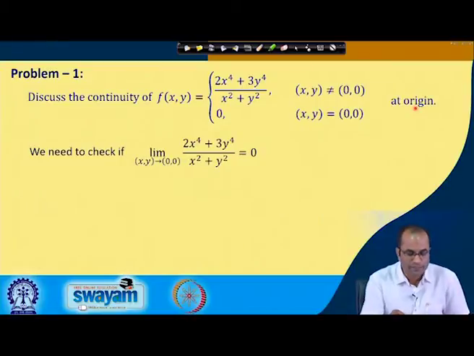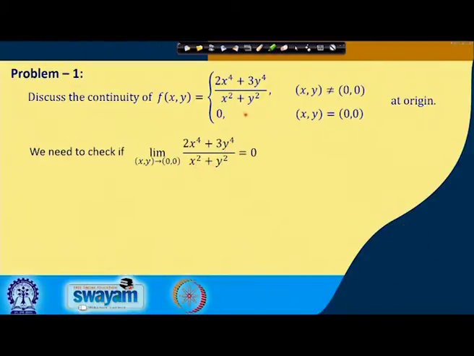So, we need to check basically whether the limit of this function (2x^4 + 3y^4) divided by (x^2 + y^2) is equal to 0. If this limit is equal to 0, then the function will be continuous. Otherwise, in case this limit does not exist or is not equal to 0, then we call the function not continuous.